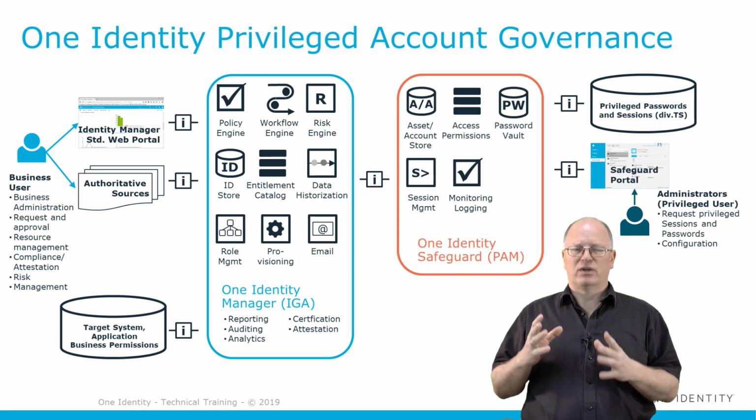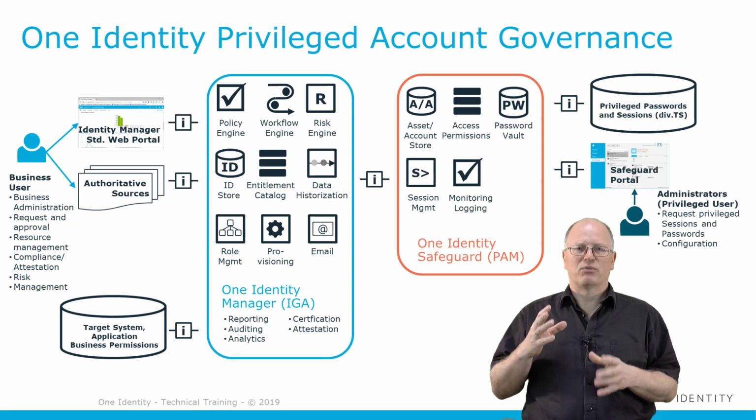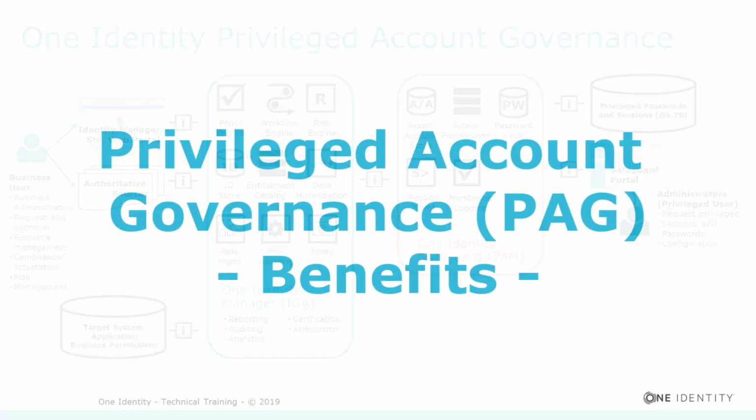On the slide, you can see that on the left-hand side in blue, this is the Identity Manager with all the capabilities an identity and access governance tool will have. On the right-hand side in orange, this is Safeguard with privileged account management. The purpose there is to manage passwords and sessions for privileged users. And both are connected together, which is in the middle. With this connection, we can have the capabilities of both tools.